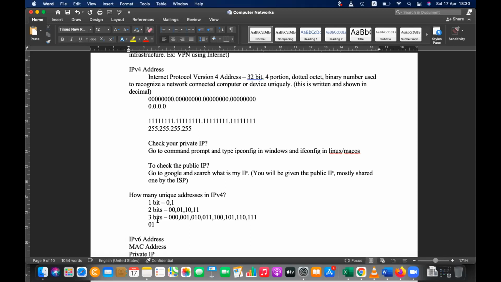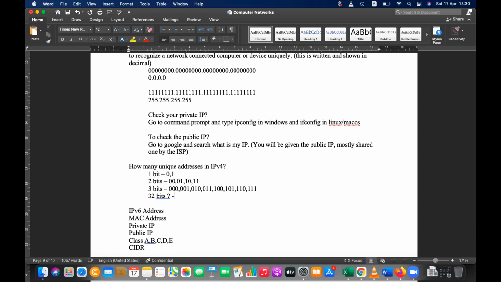Sashini, how many addresses if 32 bits? How many addresses will be there if there are 32 bits? Simple question. Okay, if there are 4 bits, how many addresses? 16, yes. 5 bits, 32. 6 bits, 64. So likewise, 32 bits, how many addresses?